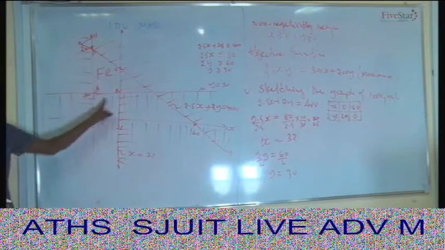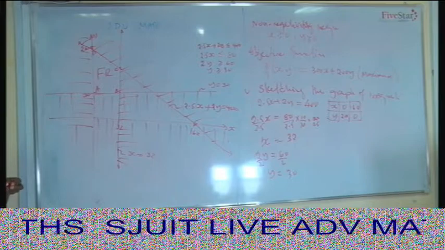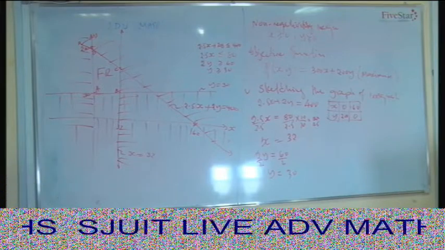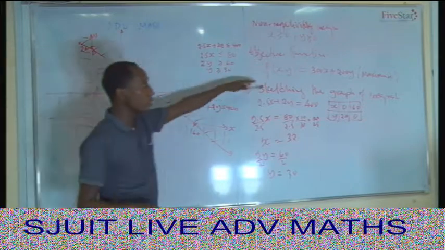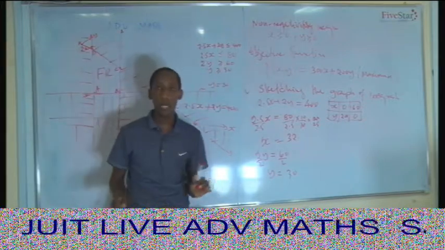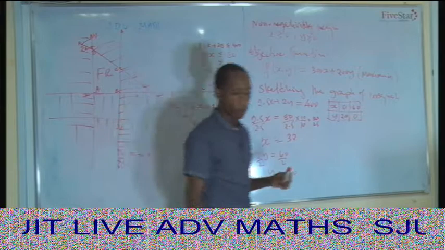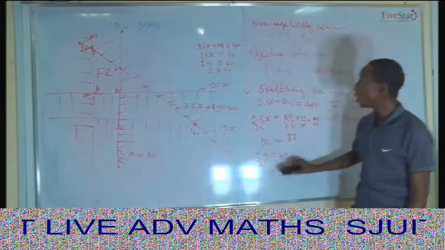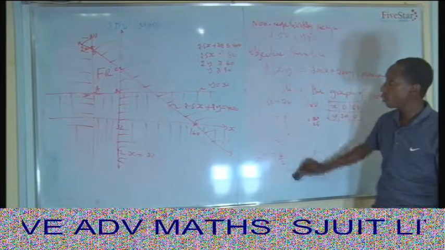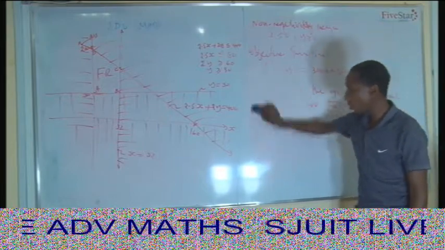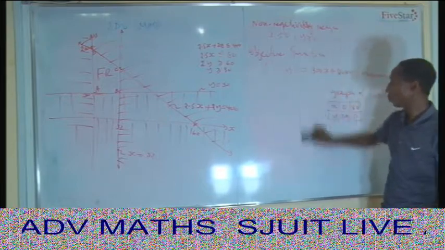So we need to read the coordinates of these corner points, and after getting the corner points of the feasible region, we substitute them into the objective function, which is this one, to get the maximum income, maximum daily income. And from there we can state the number of trousers made and number of shirts made daily.